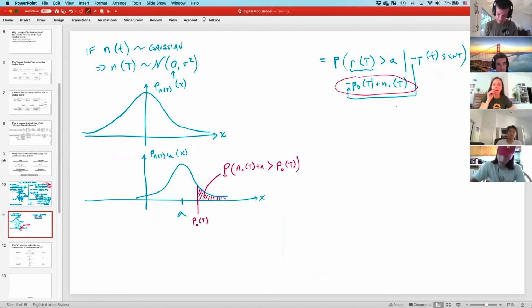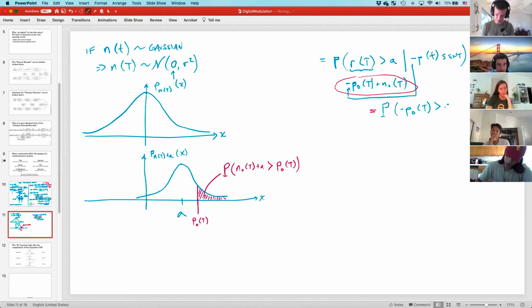We're also interested in the probability that this other random variable, so this is the capital P probability that, how would this look? Negative p0 of t is bigger than a minus n0 of t. Which is the same if we multiply both sides by -1: p0 of big T is less than n0 of big T minus a.